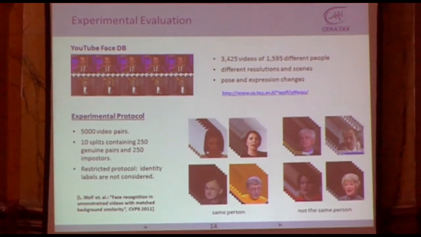We use the experimental protocol defined for this database, in which 5,000 video pairs are chosen randomly, and 10 splits are made with these videos. Then one of these splits is used for training and the other for testing. And we use this restrictive protocol in which we don't take into account the identity of the person.